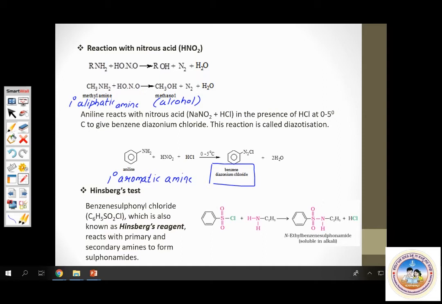Next you have Hinsberg's test. A very important test called Hinsberg's test, which makes use of this reagent called Hinsberg's reagent. Now, what is the chemical composition of Hinsberg's reagent? It is benzene sulfonyl chloride. You should know the composition of Hinsberg's reagent. Benzene, this part is a sulfonyl group, chloride. Now, you should remember Hinsberg's reagent reacts only with primary and secondary amines, not with tertiary amines. Important point.